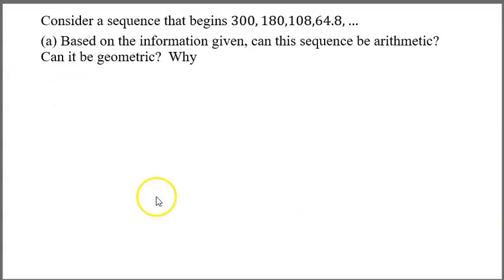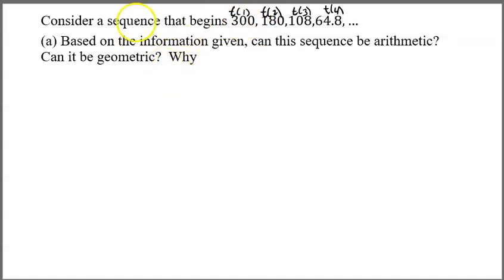Okay. Problem 1. Consider this sequence that begins 300, 180, 108, 64.8, and so on. That means the sequence goes on forever. Let's make certain we're aware of one thing. Remember how we use t of n? Well, this would be the first term, so this is t of 1. This is the second term, t of 2. This would be t of 3. And this would be t of 4. So we always name the first number in a sequence the first term.